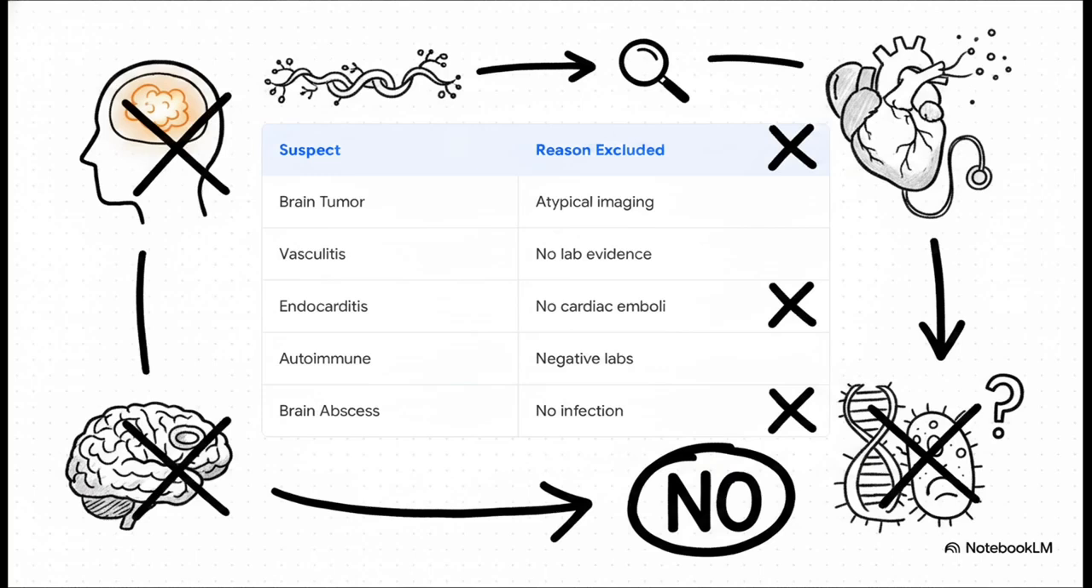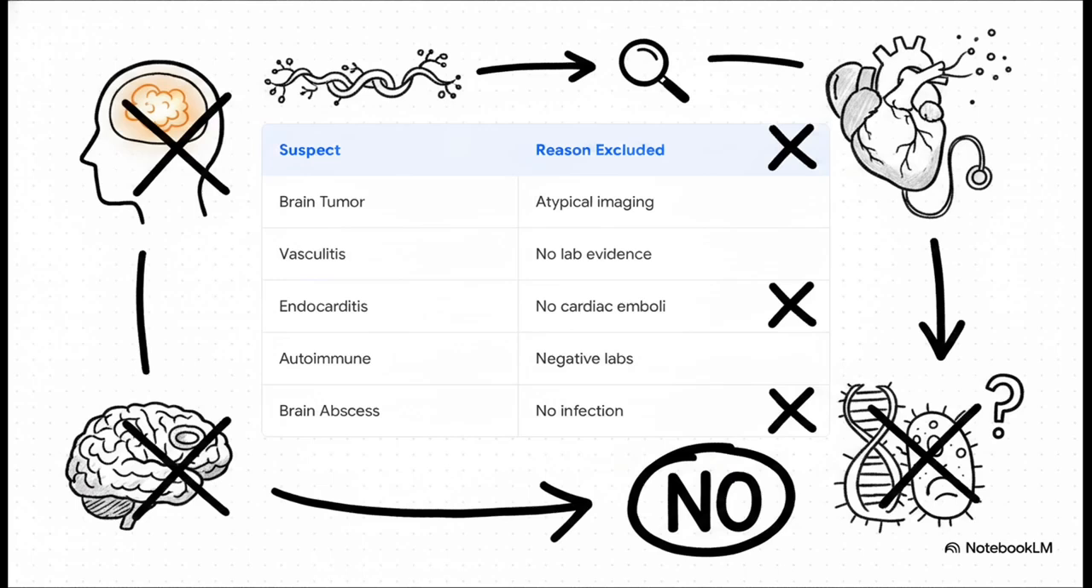Look at the first suspect, brain tumor. With aphasia, a seizure, and a visible brain lesion, a tumor seems like a slam dunk, right? It's the most intuitive guess. But when they looked closer, the patient's rapid clinical progression and the specific details of the imaging just weren't typical for a primary brain tumor. The tumor theory didn't explain all the symptoms, so it had to be crossed off.